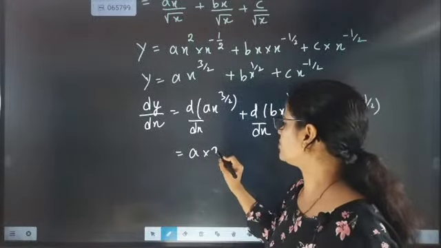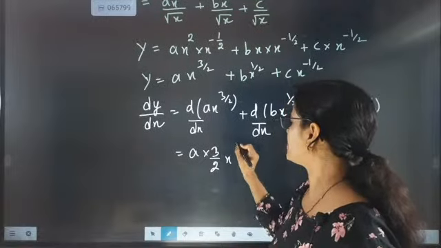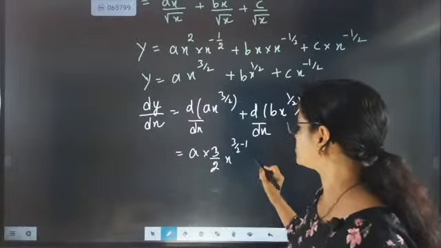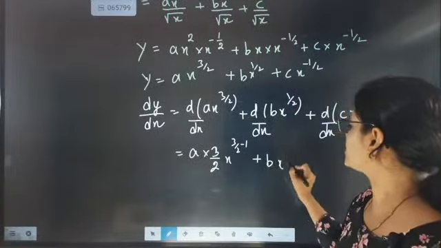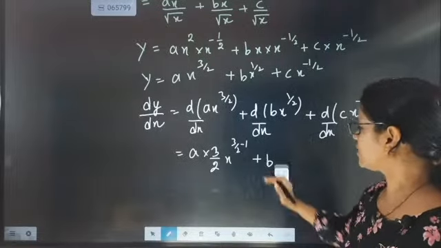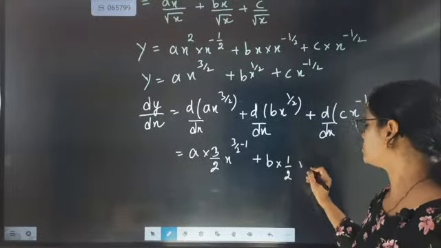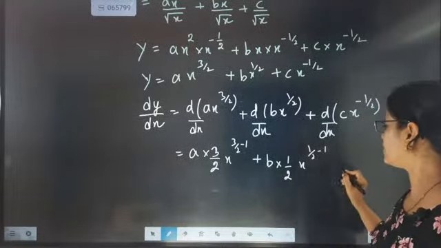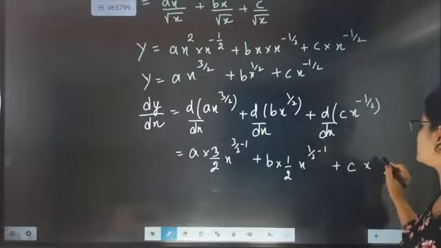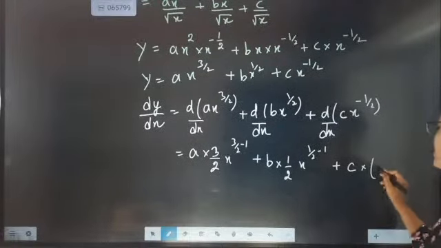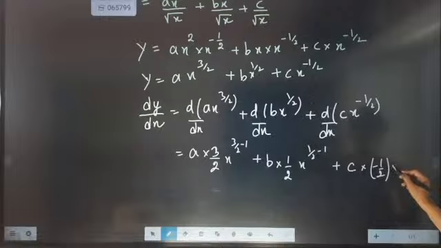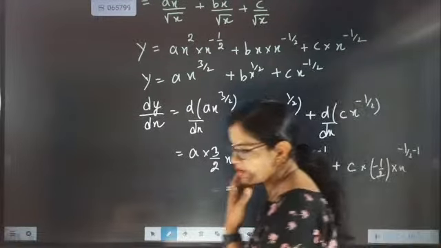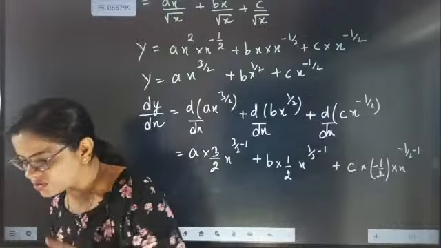3 by 2 will come out, and here it will become x to the power 3 by 2 minus 1, plus b will come out, x to the power 1 by 2. So 1 by 2 will come out, here x to the power 1 by 2 minus 1 will be there, plus c, so minus 1 by 2 will come out, and here x to the power minus 1 by 2 minus 1. Saranya, Pooja, good evening beta.